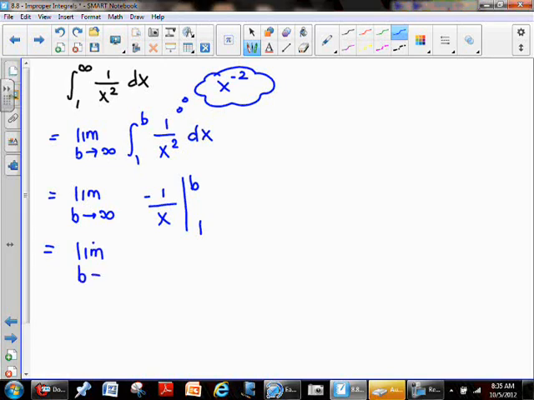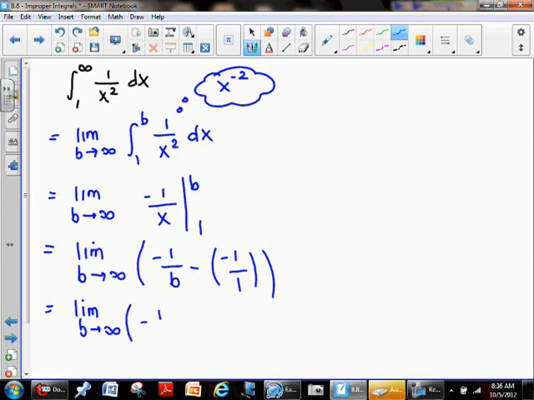Upon doing so, we would have negative 1 divided by b minus negative 1 divided by 1. If we simplify just a little before taking our limit, we have negative 1 over b plus positive 1. And if we let b take the value of infinity, we would have essentially negative 1 over infinity, which is, for all intents and purposes, once again 0, added to 1, which interestingly enough is 1, which means we converge.